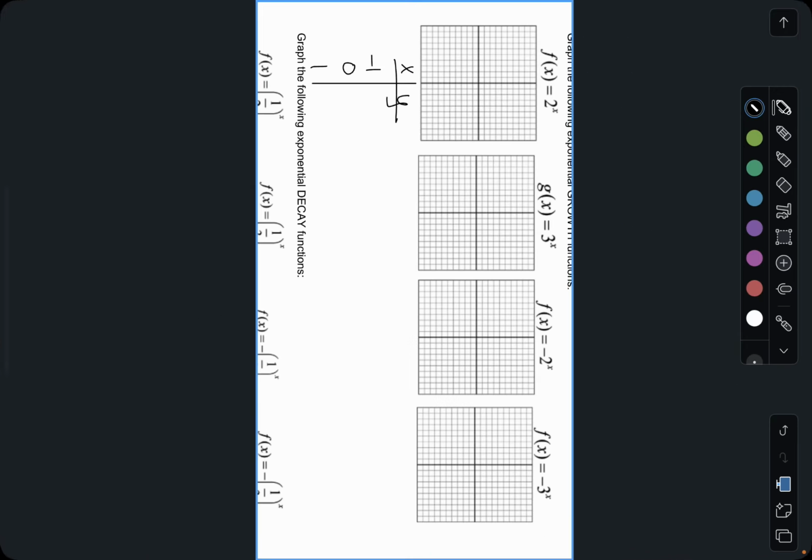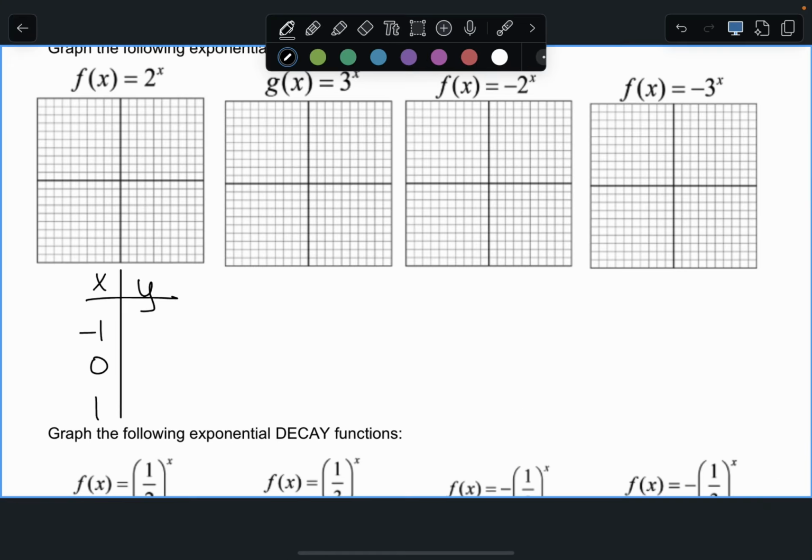Anyways, 2 to the negative first would be 1/2. 2 to the 0th, anything to the 0th power is what? 1. I'm just going to highlight that. This point is going to show up in every graph that does not have a transformation. And we'll talk about transformations in a second. But this would show up in like all of our parent graphs, no matter what base we have. Okay? And then what's 2 to the first? 2.